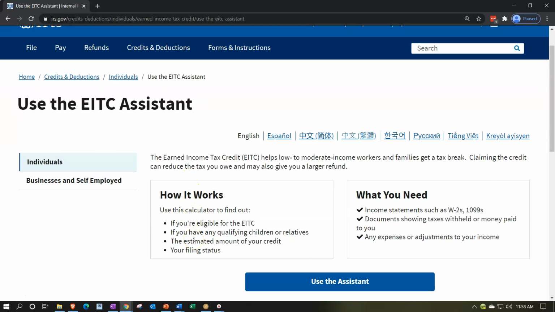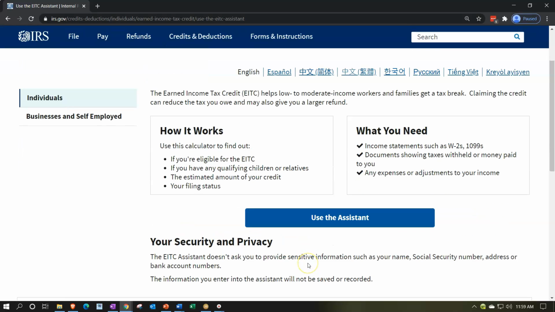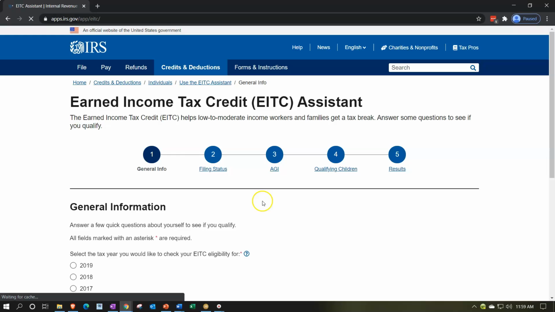The Earned Income Tax Credit helps low to moderate income workers and families get a tax break. Claiming the credit can reduce the tax you owe and may also give you a larger refund. How it works? Use this calculation to find out if you're eligible for an EITC, if you have any qualifying children or relatives, the estimated amount of your credit, and your filing status. What you're going to need: income statements such as W-2s and 1099s, documents showing tax withheld or money paid to you, and any expenses or adjustments to your income. Okay, let's go ahead and take a look at it. Let's use the assistant tool here.